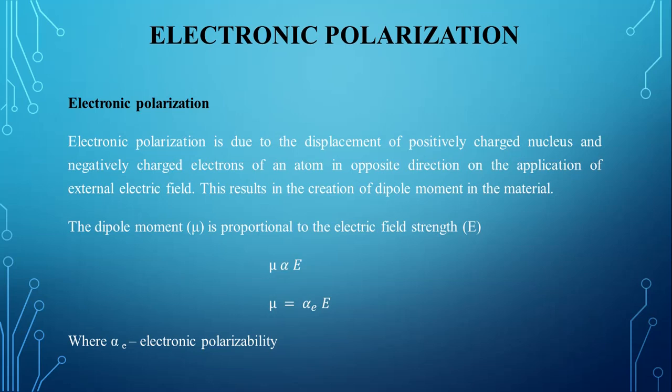First, we will see the electronic polarization. The electronic polarization is due to the displacement of the positively charged nucleus and the negatively charged electron of an atom in opposite directions on the application of an external electric field. This results in the creation of a dipole moment in the material. The dipole moment mu is proportional to the electric field strength E. Here alpha E is the electronic polarizability.